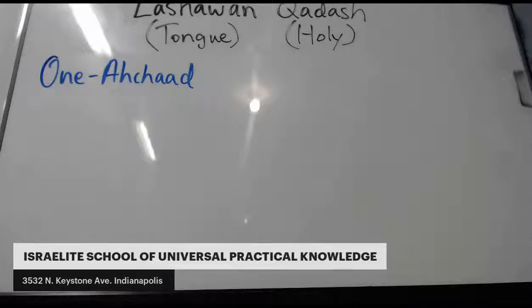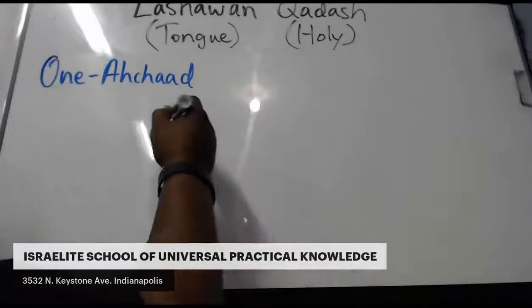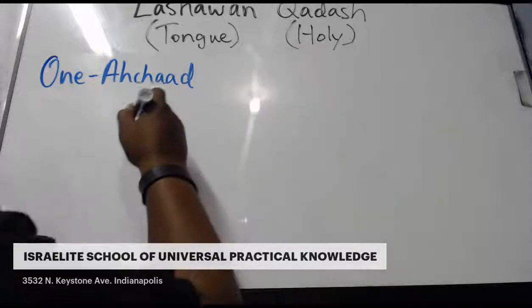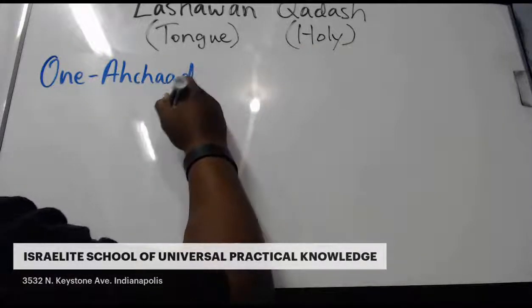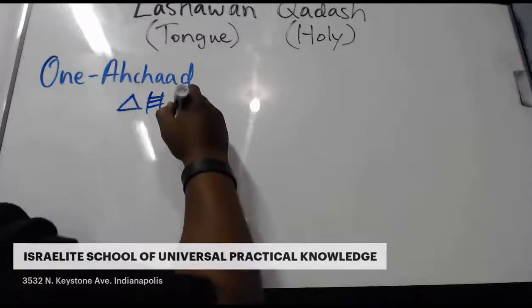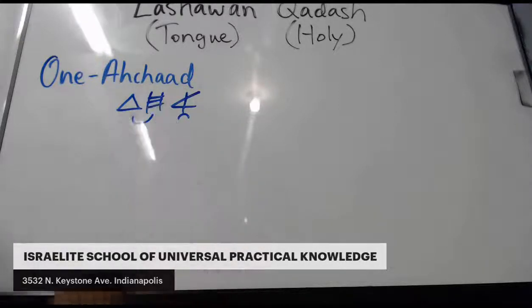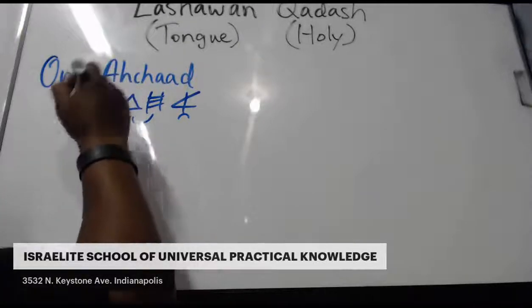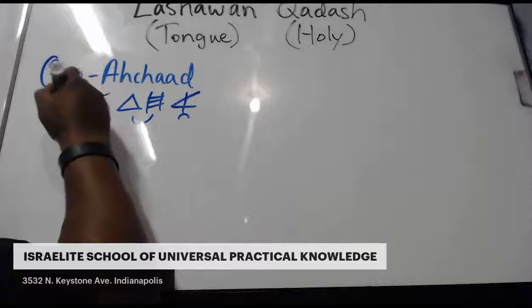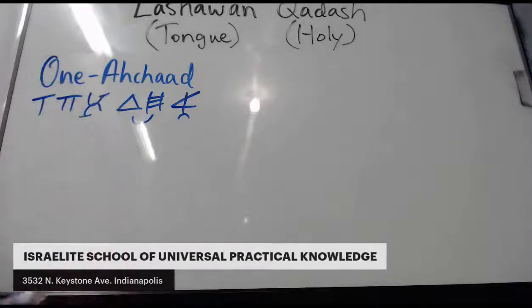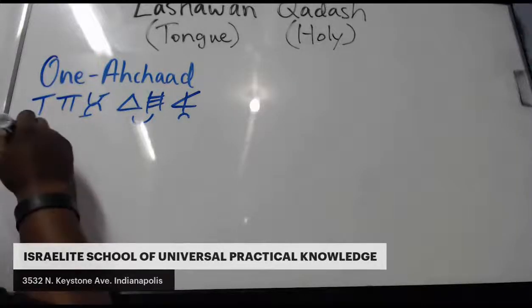All right. How do you spell that? Achad. All right. In Syrian, Achad. All right. That's number 1.